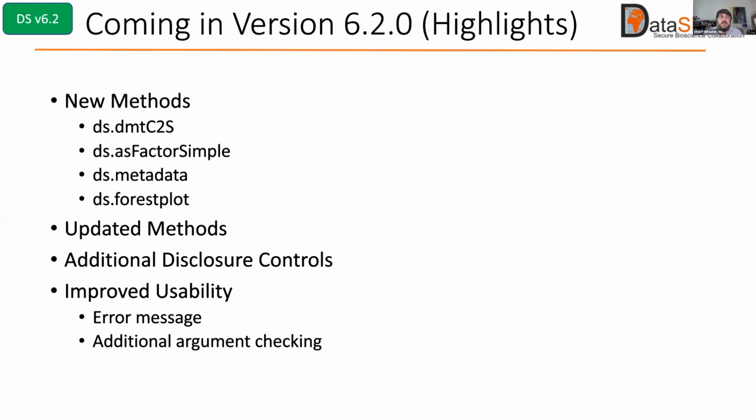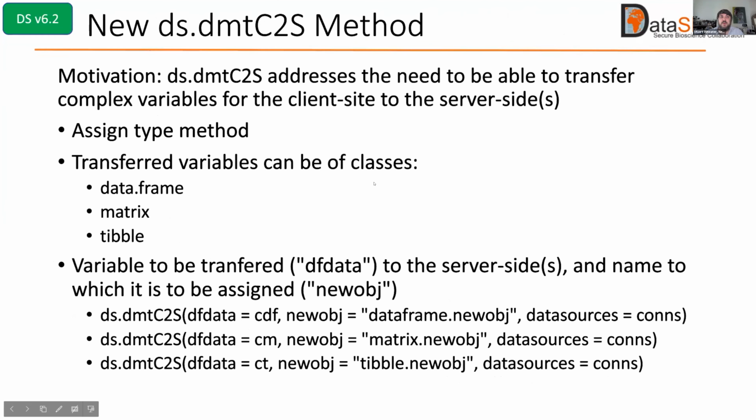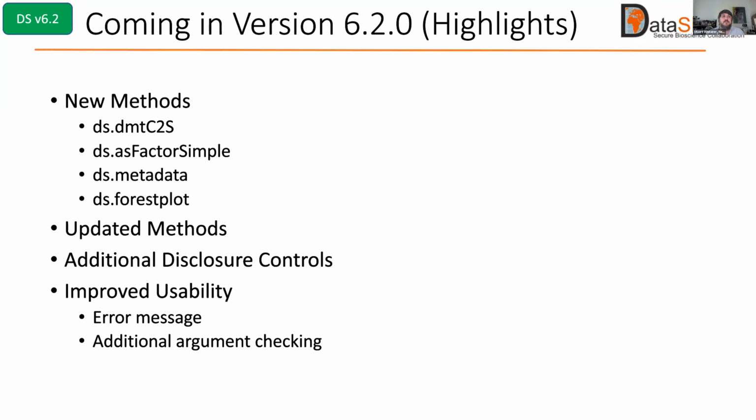So what I'm going to talk about is the up and coming release of 6.2. So this is a release which will have a number of new functions and quite a lot of changes to generalized improvements. One of the major additions is also some more options in the way of disclosure control and some general improvements to the usability of DataSHIELD, in particular error messages and the addition of quite a lot of argument checking. Alex, next, please.